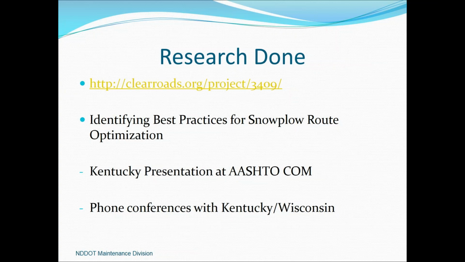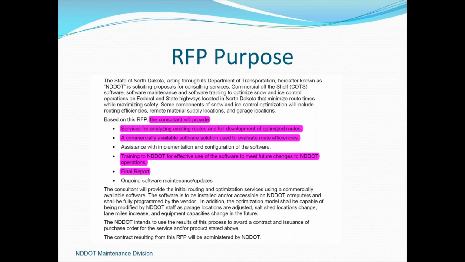After seeing the results of that, we actually had Kentucky do a presentation at our AASHTO Committee on Maintenance. So we had that information in our hip pocket. We proceeded with some direct phone calls with Kentucky and Wisconsin to find out their experience and how that would benefit the North Dakota Department of Transportation. We went into deciding that an RFP was the appropriate way to procure a commercial off-the-shelf product to do route or section optimization.